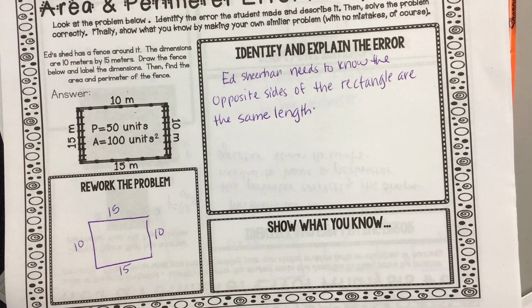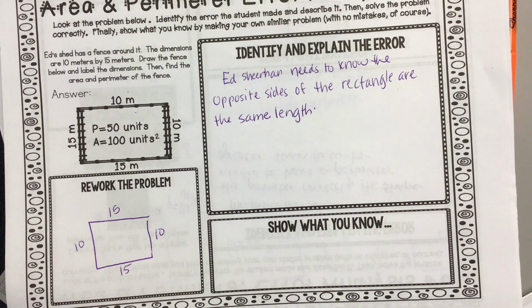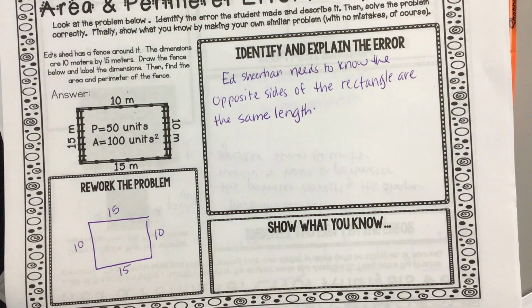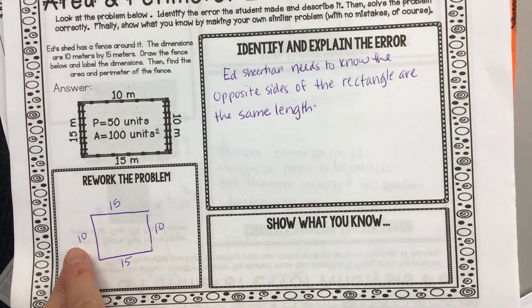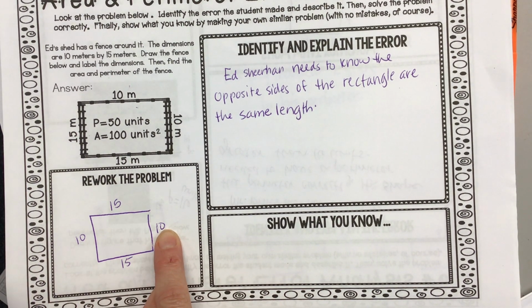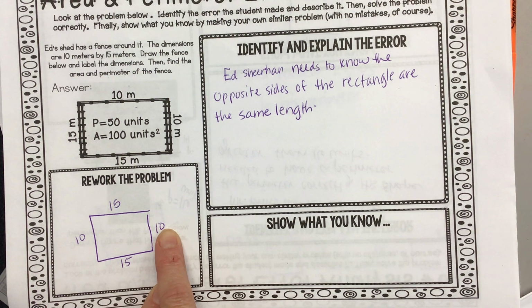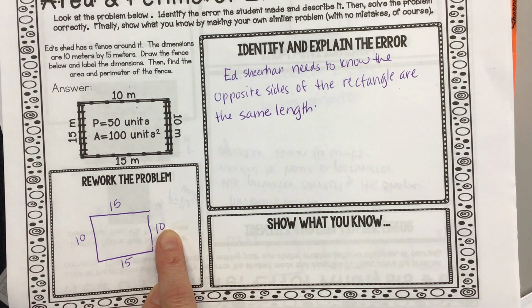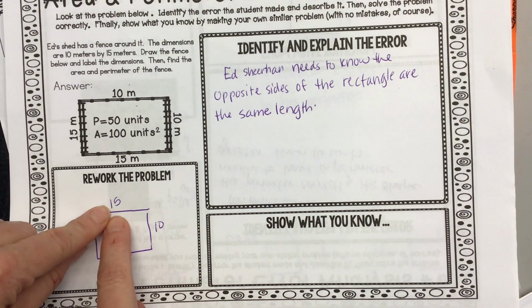AJ, what is Ed Sheeran's second mistake? Okay, what should he have done to find the area? He did 10 times 10, which is width times width. So he needed to do what? We need to do 10 times 15, or length times width.